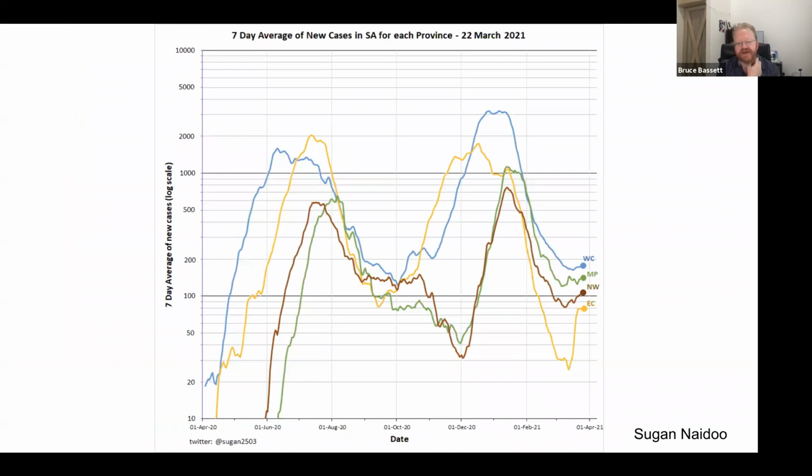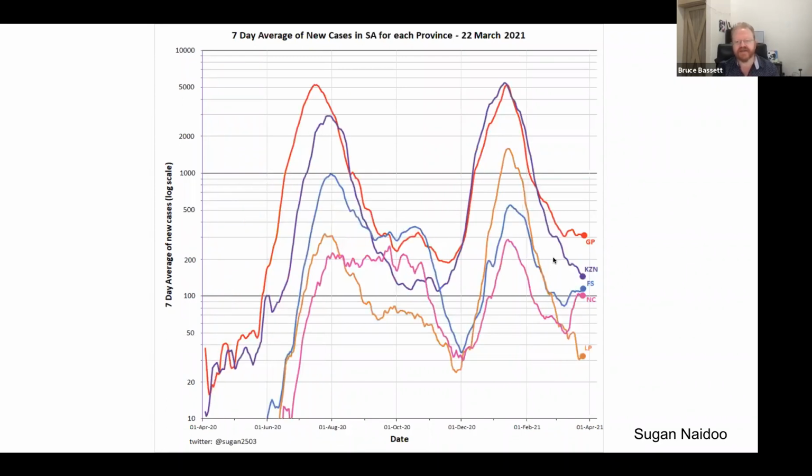So where are we now in South Africa? This is a plot from Sugan Naidu on Twitter showing Eastern Cape, Western Cape, and Mpumalanga Northwest. We see this characteristic second wave that has now plateaued, and we're now in this kind of holding pattern. You can see some indications of a small amount of increase recently. If we look at the other provinces, it's similar. Only KZN is going down, maybe Limpopo, but we've reached this kind of holding phase, which is in some ways similar to what happened in October last year at the end of the first wave. So it's a natural time to ask, well, what's next?